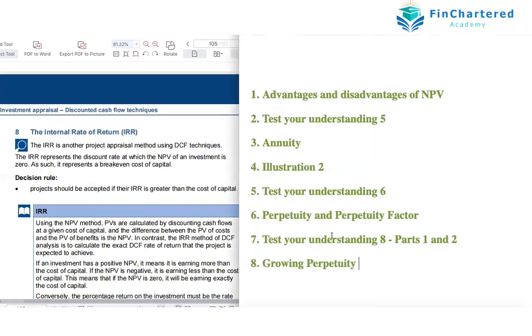It's not very difficult. It's very easy. But your understanding of annuity and perpetuity is very, very important. I don't want you to just look at it for the sake of looking at it. You need to be really comfortable and really relating with the topic.